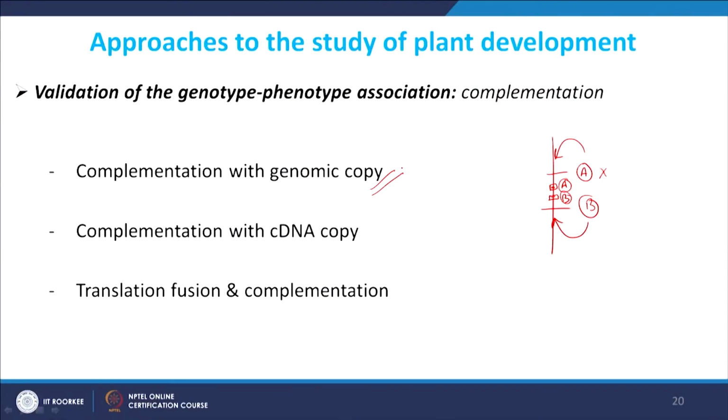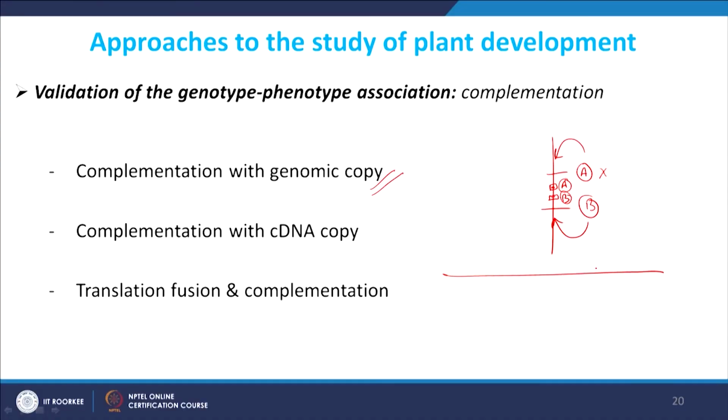Yes, the complementation you can do either using the genomic copy. You know there is a difference between genomic DNA and cDNA. In genomic DNA you have both exons as well as introns. In case of cDNA, the introns are already spliced because you have made a DNA from fully processed messenger RNA. So the introns are not there.